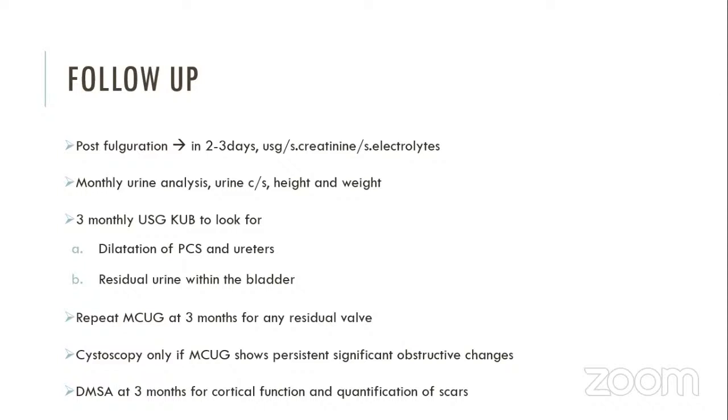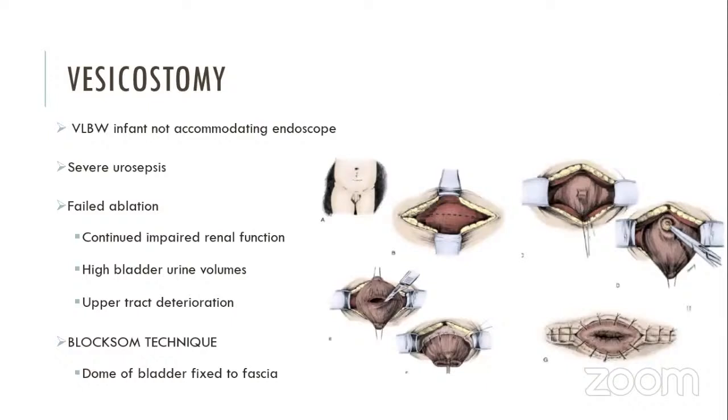Another technique of diversion is vesicostomy. It is usually indicated in very low grade infants, not accommodating an endoscope, and in very severe urosepsis, where we have done posterior wall fulguration but it failed and is causing urinary tract deterioration.